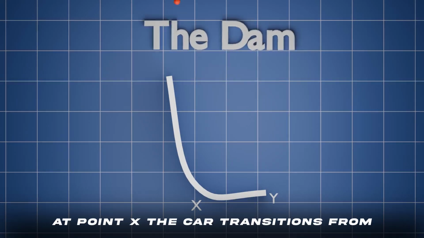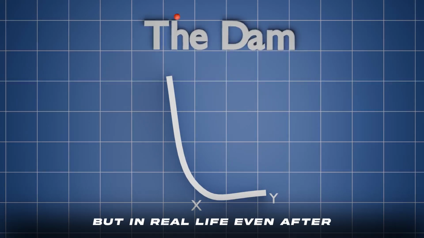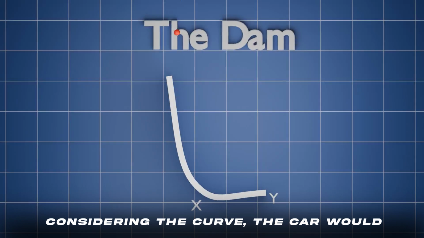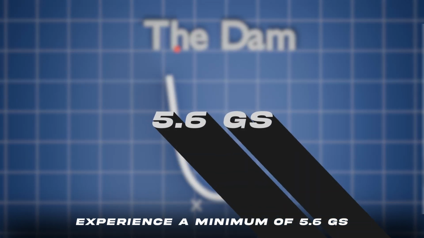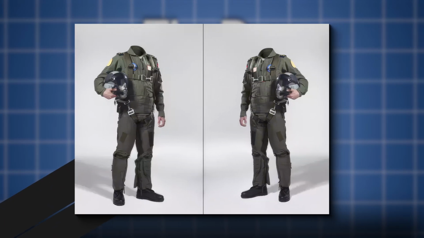At point X, the car transitions from going down to driving flat, but in real life, even after considering the curve, the car would experience a minimum of 5.6 Gs. Pilots wear G-suits to handle this much G-force, but Dom was wearing a black t-shirt. You know who else wears a black t-shirt? John Wick, and both are invincible.